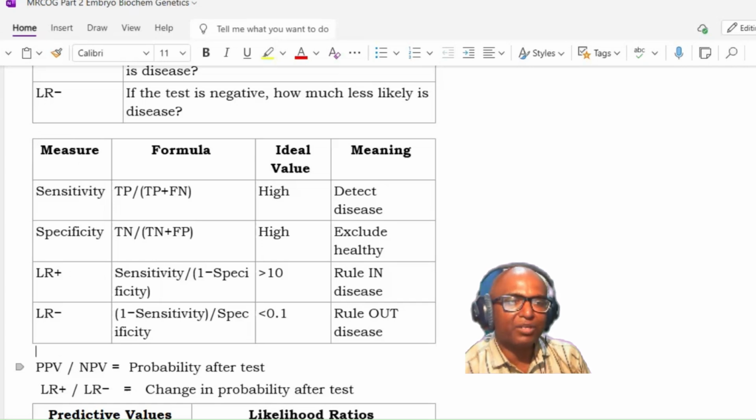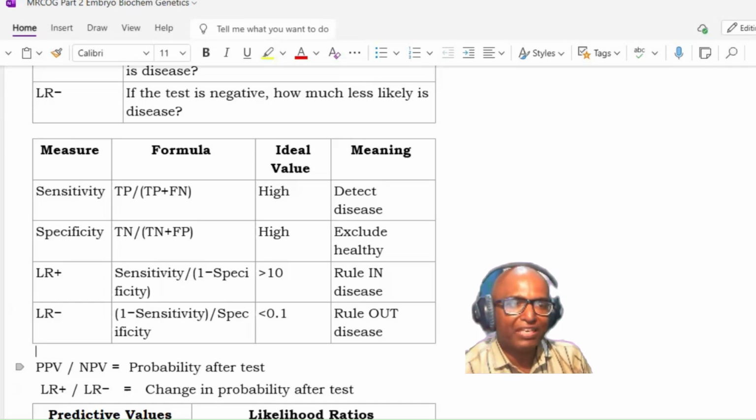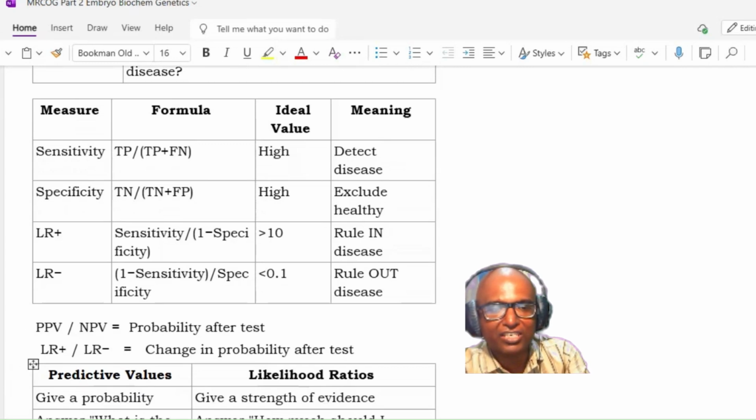So positive predictive value and negative predictive value will tell about the probability after the test. Okay. So PPV and NPV are the probability after the test, while likelihood ratio positive and negative will change the probability after the test. This is talking about the probability, but this is talking about the change in the probability after the test.